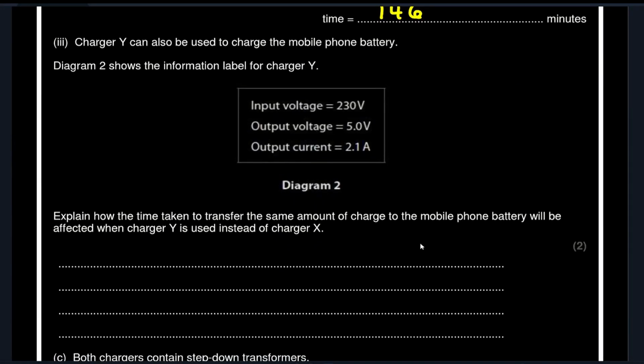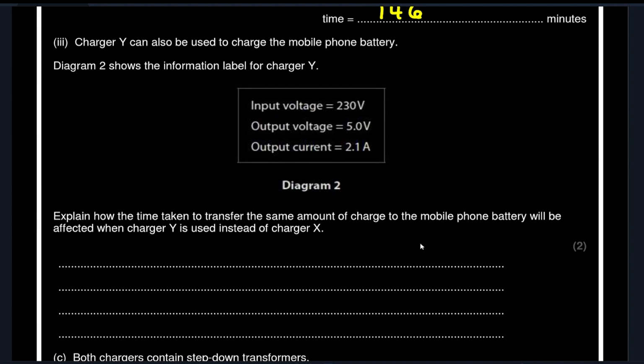Charger Y can also be used to charge the mobile phone battery, and diagram 2 shows the information label for charger Y. The input voltage is 230, the same as in charger X. Output voltage is 5, but output current is 2.1. Explain how the time taken to transfer the same amount of charge to the mobile phone battery will be affected when charger Y is used instead of charger X.